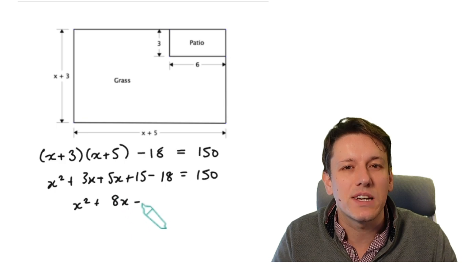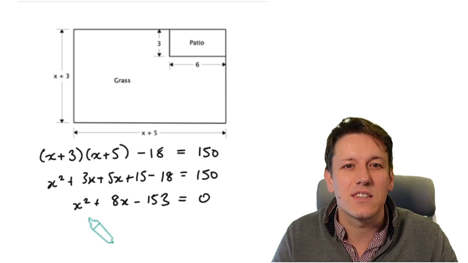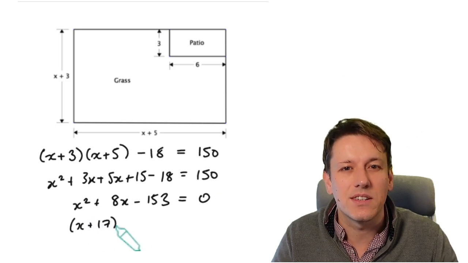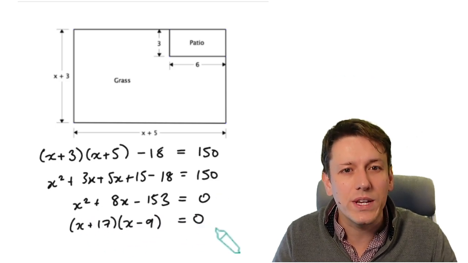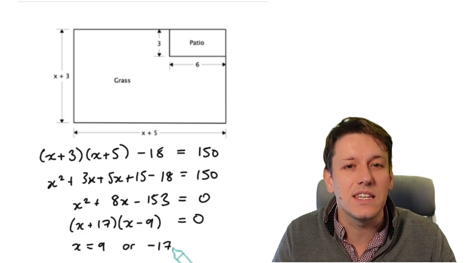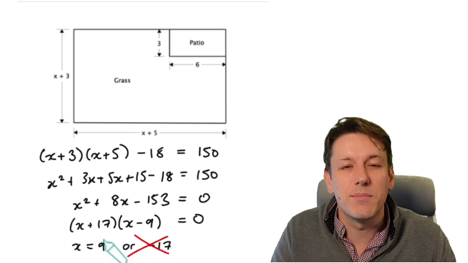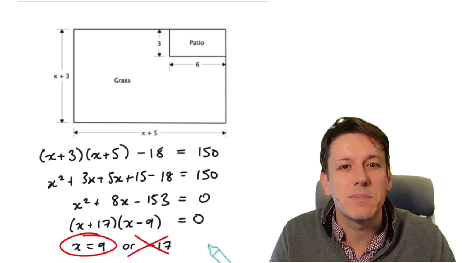simplifying the terms and moving the 150 to the left hand side by subtracting it from both sides, we get x squared plus 8x minus 153 equals 0, and that factorizes as x plus 17 times x minus 9 equals 0. So we know that the answer is either x equals 9 or x equals minus 17, but of course it can't be minus 17, that wouldn't make sense in the question because the dimensions would be negative, so the answer must be x equals 9.